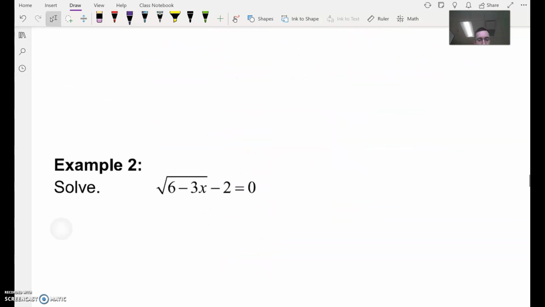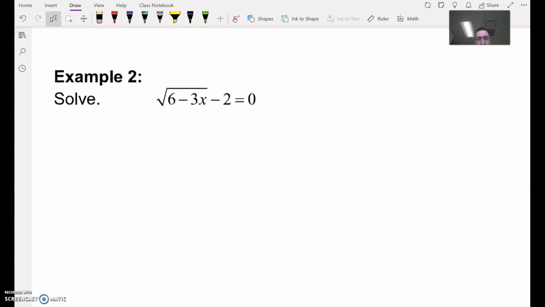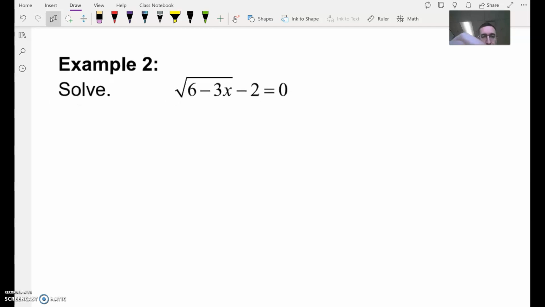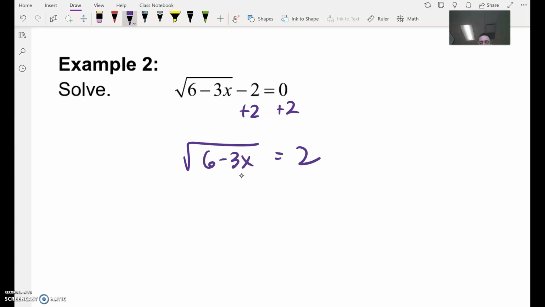Let's take a look at one more, and then we'll pick up tomorrow. So perfect. Example 2. Here's the radical right there. We need to isolate it. We cannot square it like this because that 2 is over here, okay? But if we move the 2 to the other side, now we are ready to rock and roll. Now we can square this side and square this side to keep it balanced.